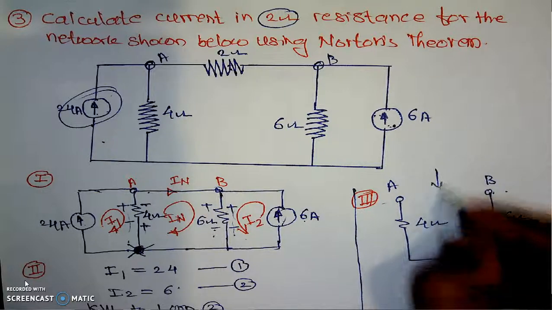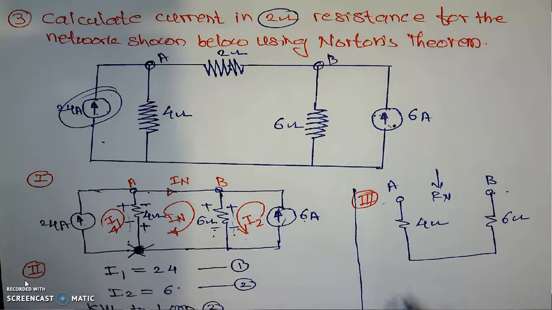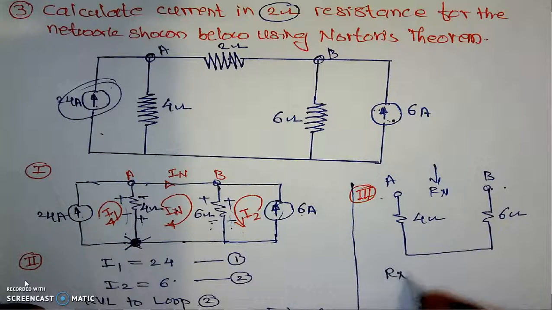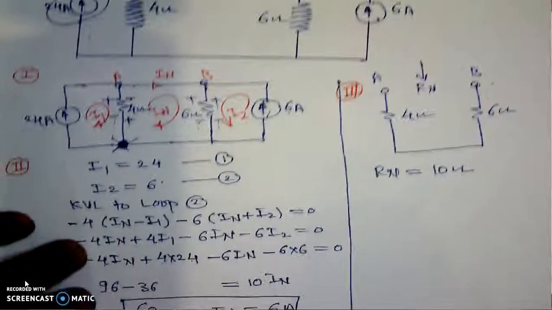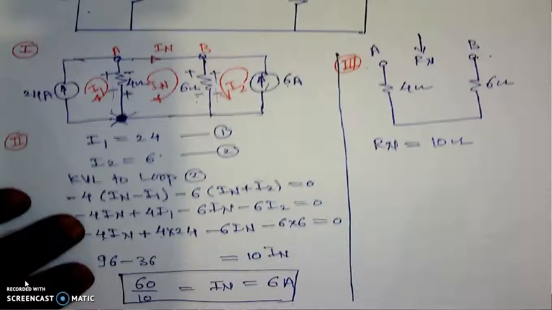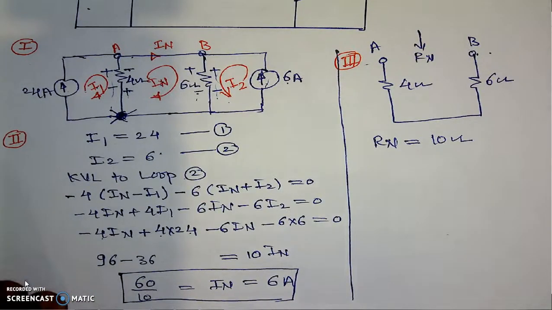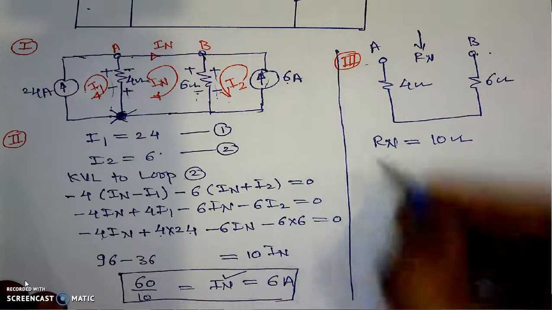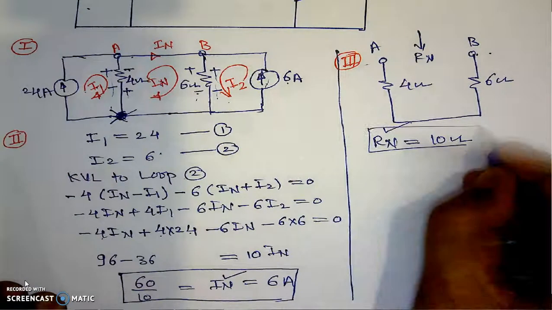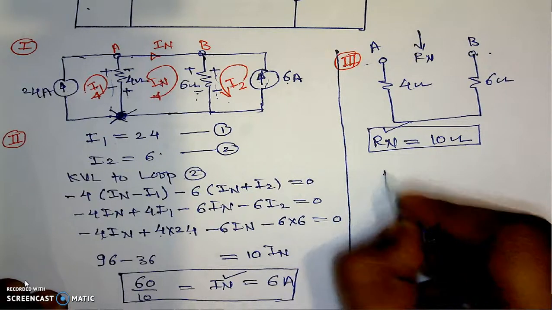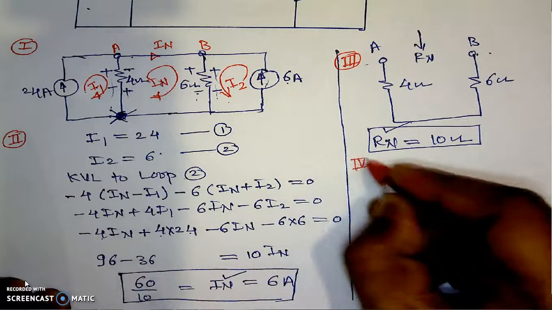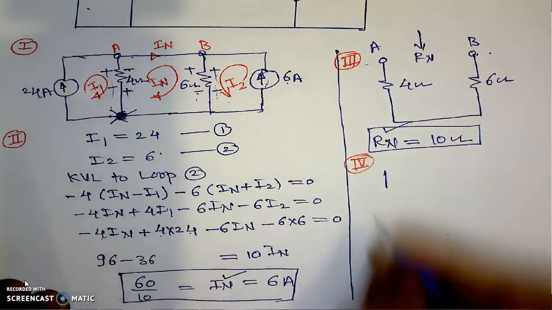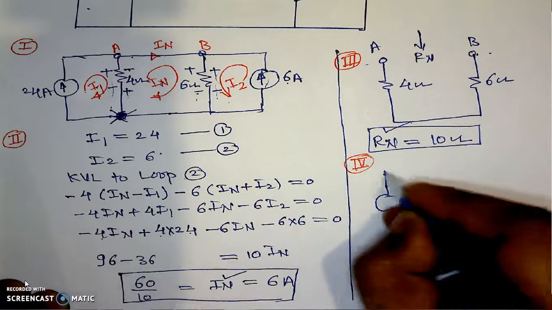Now, whatever resistance we have here is Rn. Means in this case, Norton's equivalent resistance is equal to 6 plus 4, that is 10 ohm. Now here, we have the two values. We know the Norton's current. We know the Norton's equivalent resistance. Then we can draw the Norton's equivalent network in step number 4. This is step number 4, and we can have the Norton's equivalent network, which is something like this.